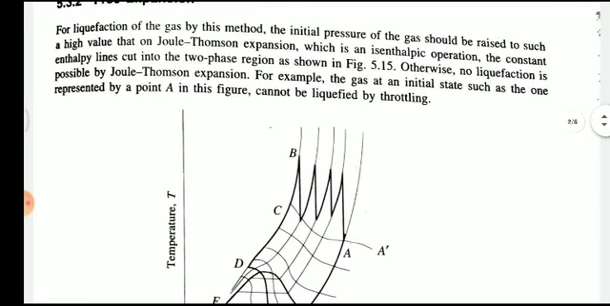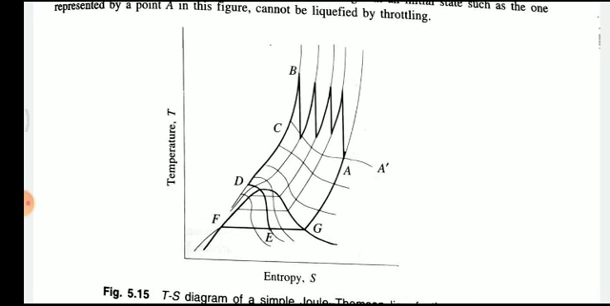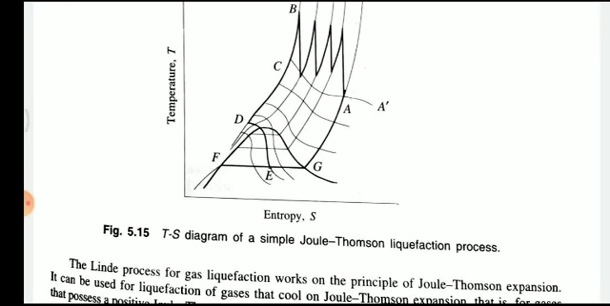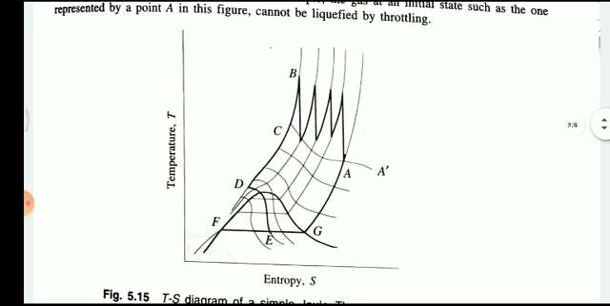In this process, the initial pressure of the gas is increased to a high value, by the experiment of Joule's expansion, which is an isenthalpic operation. So here is the graph of TS, the TS diagram of simple Joule-Thomson liquefaction. Temperature versus entropy.